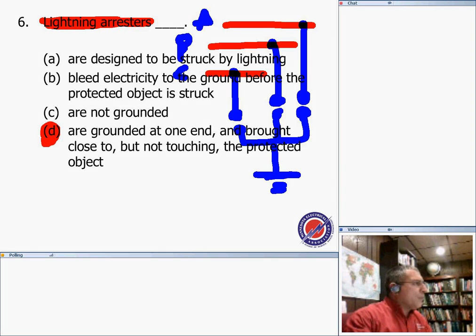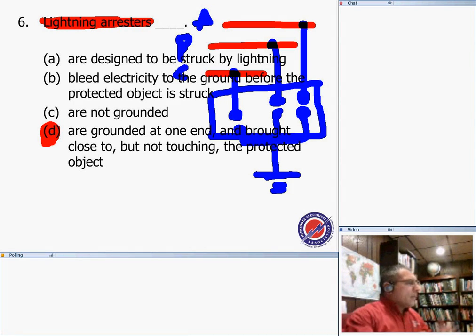And that's where you can see my lightning arrester is right in here. It's brought to the phases but not touching them. And so what happens, my friend, if you have a lightning arrester and you have a high voltage, these become conductive, and they take the high voltage coming from lightning or from spikes on the system directly to Mother Earth. See how this becomes conductive?